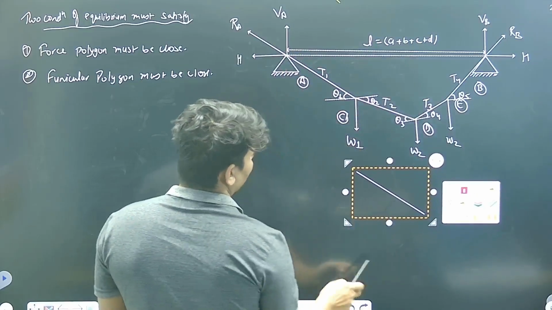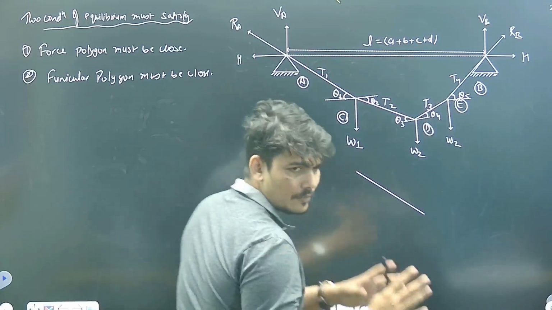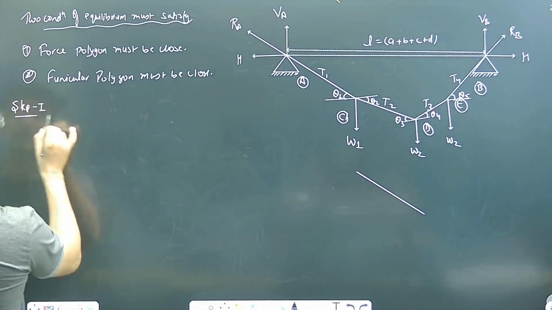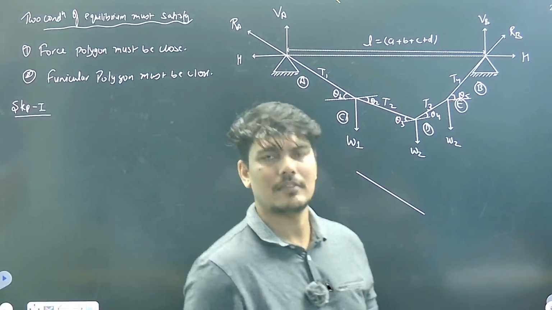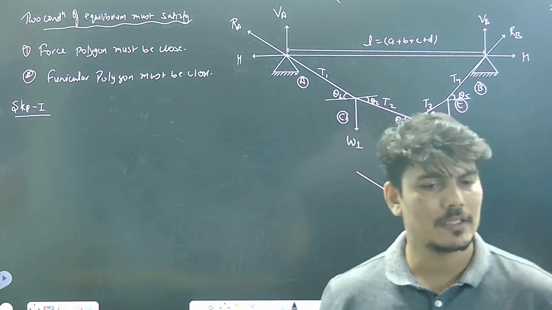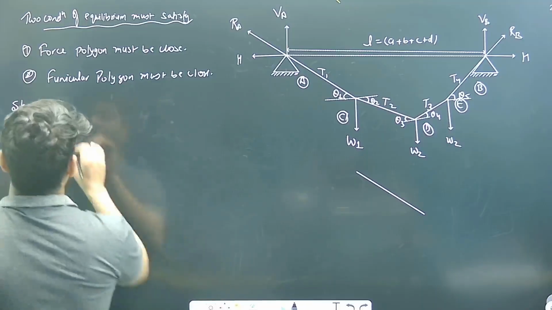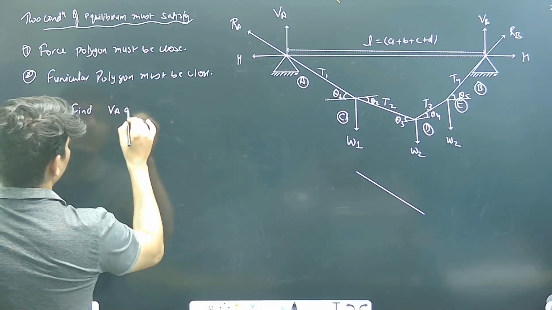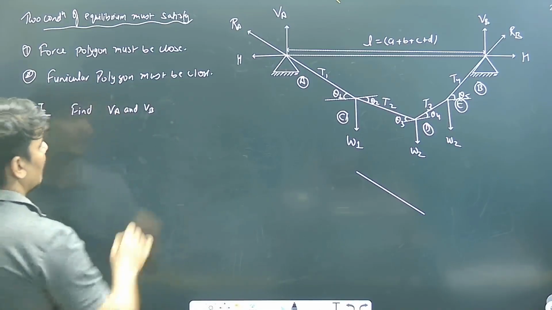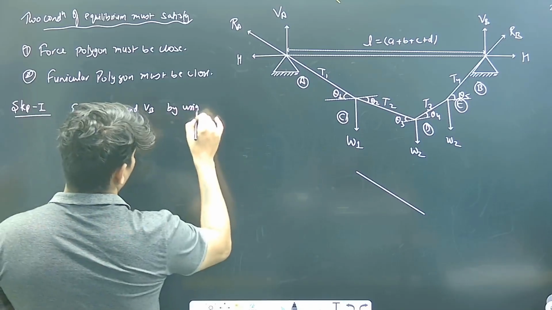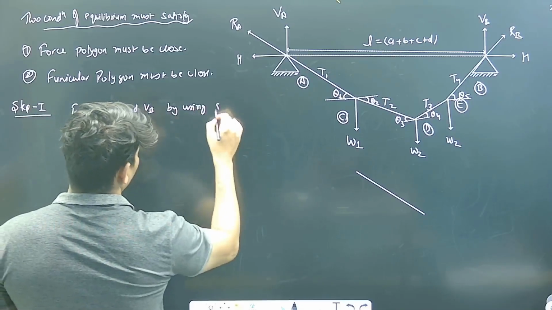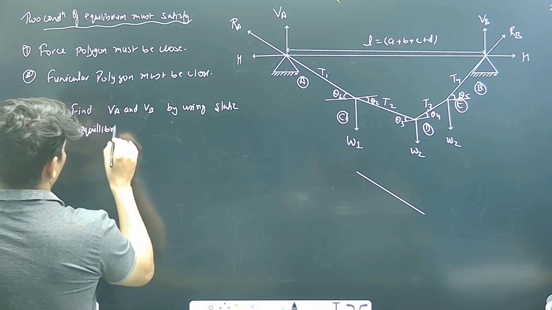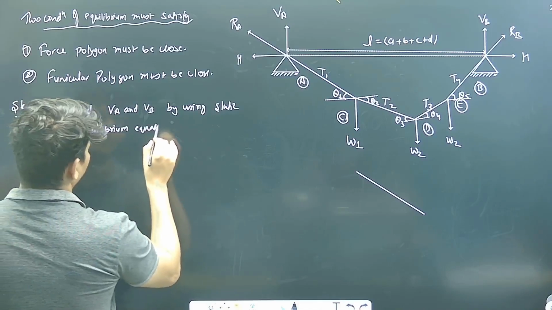What you need to do? First, in the first step, Step 1: what do we do first? Just like in arches, you first find the support reactions and find the horizontal thrust. Step 1: find the vertical reactions VA and VB by using static equilibrium equations, right?